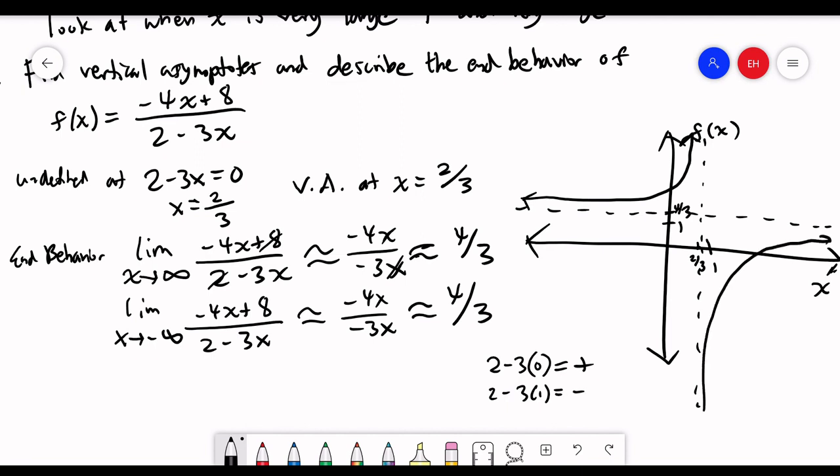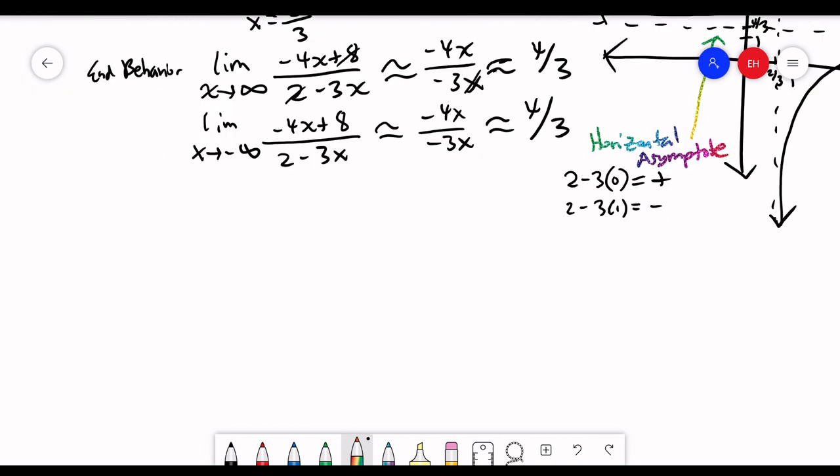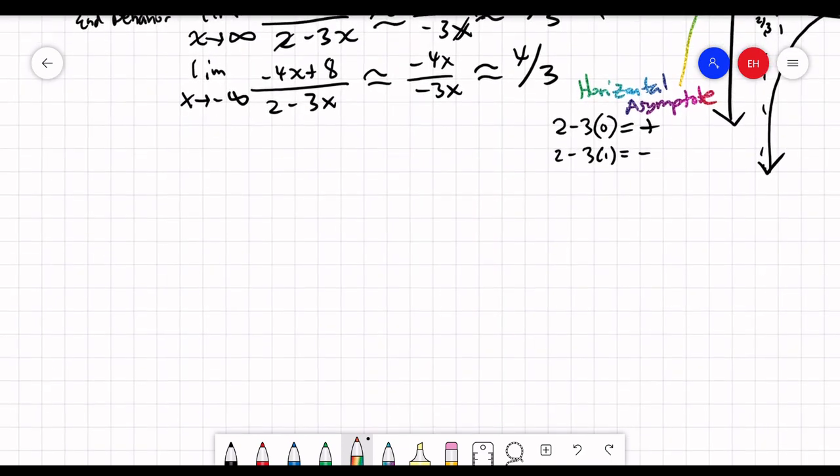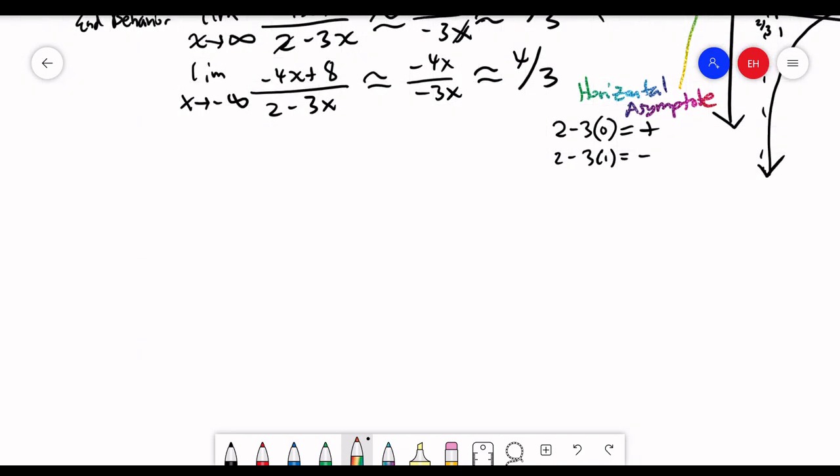And then on the right side of the vertical asymptote, I see that when x is 1, for example, I get a positive on top but negative on the bottom. So it's going to go to negative infinity. And then on either end, it's going to follow the horizontal asymptote. Okay, so we'll do one more example of end behavior. And this end behavior happened to be a horizontal asymptote.